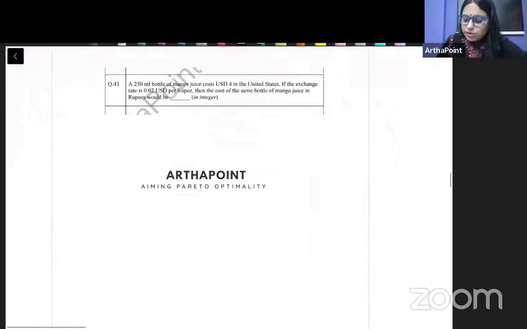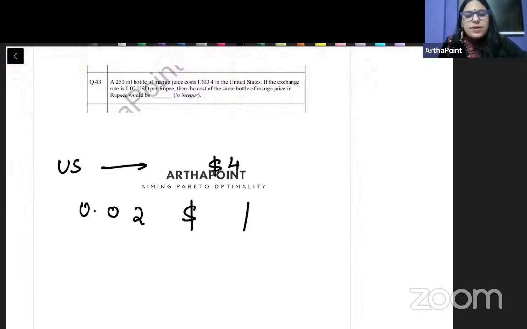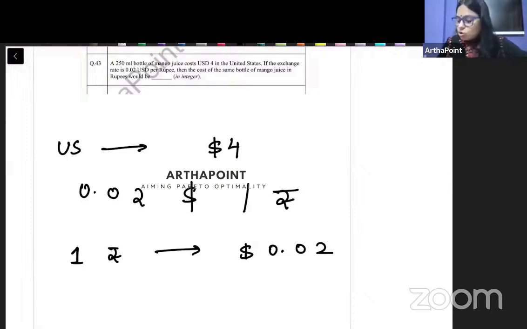Okay, come to question number 43. A 250 ml bottle of mango juice costs USD 4 in US. So how much is it costing in US? USD 4, right? If the exchange rate is, what exchange rate is given, kids? $0.02 per rupee, right? What will be the cost of the same bottle in rupees? So 1 rupee is worth $0.02. Unitary method, nothing else to do. So $4 will be how many rupees?